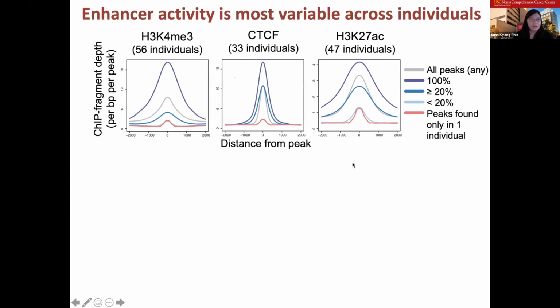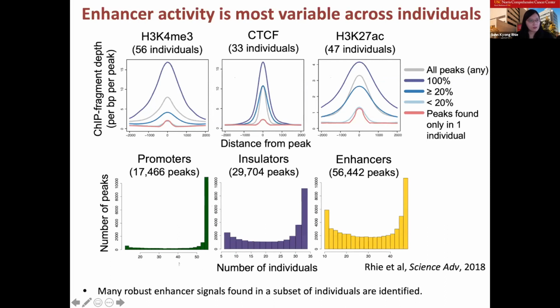Next, we checked how many H3K4me3, CTCF, and H3K27 acetylation ChIP-seq peaks are common or unique across individuals, so we generated these bar plots. The x-axis shows whether peaks are found in only one individual, 20, or more than 50 individuals, and the y-axis shows the number of peaks. When we analyzed H3K4me3 ChIP-seq peaks near transcription start sites, we found that a lot of the peaks near those TSS promoters are found in all individuals.